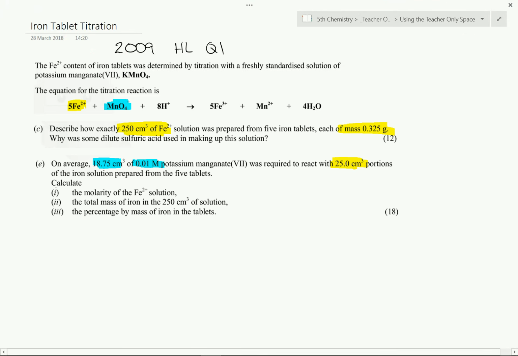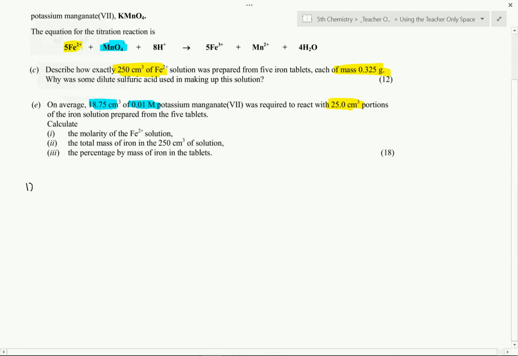So if we look at E part 1, we're asked to calculate the molarity of the Fe2 plus solution. So to find the molarity of the iron solution, we first need to start with the molarity that we know. So the concentration we know, which is 0.01 moles per litre of the permanganate. But we didn't use a litre of the permanganate, we only used 18.75 mils. So to find how many moles are in 18.75 mils, I'm going to divide by 1000 and multiply by 18.75.